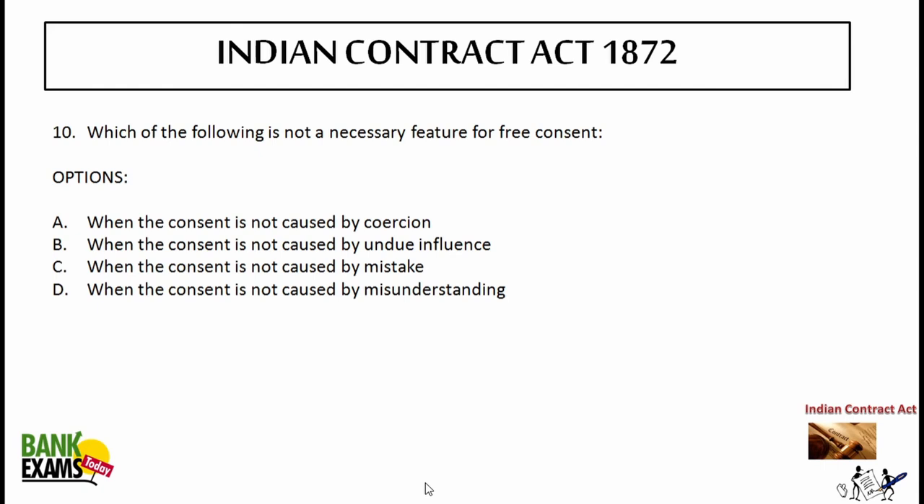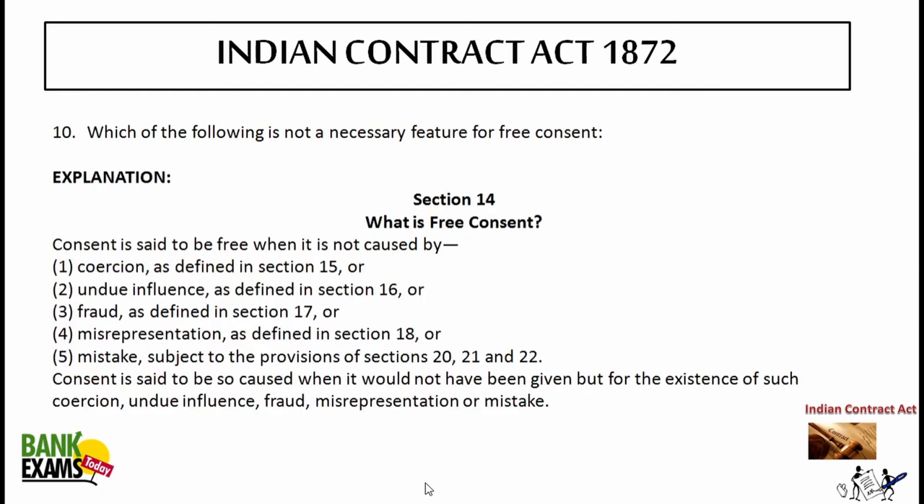Question number 10. Which of the following is not a necessary feature for a free consent? Options: option A, when the consent is not caused by coercion. Option B, when the consent is not caused by undue influence. Option C, when the consent is not caused by mistake. Option D, when the consent is not caused by misunderstanding. The answer is that when the consent is not caused by misunderstanding is not a necessary feature of a free consent.